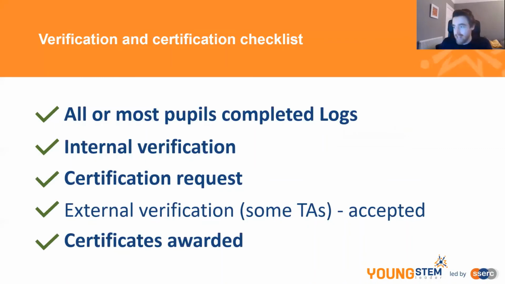So just to summarize the process of verification and certification: when all or most of your young STEM leaders have completed their logs, you will go through internal verification with a colleague or with another tutor assessor from a different centre, and we can help put you in touch. Once internal verification is complete, you will request certification by attaching your declaration form to an email to youngstemleader@cerc.scot.